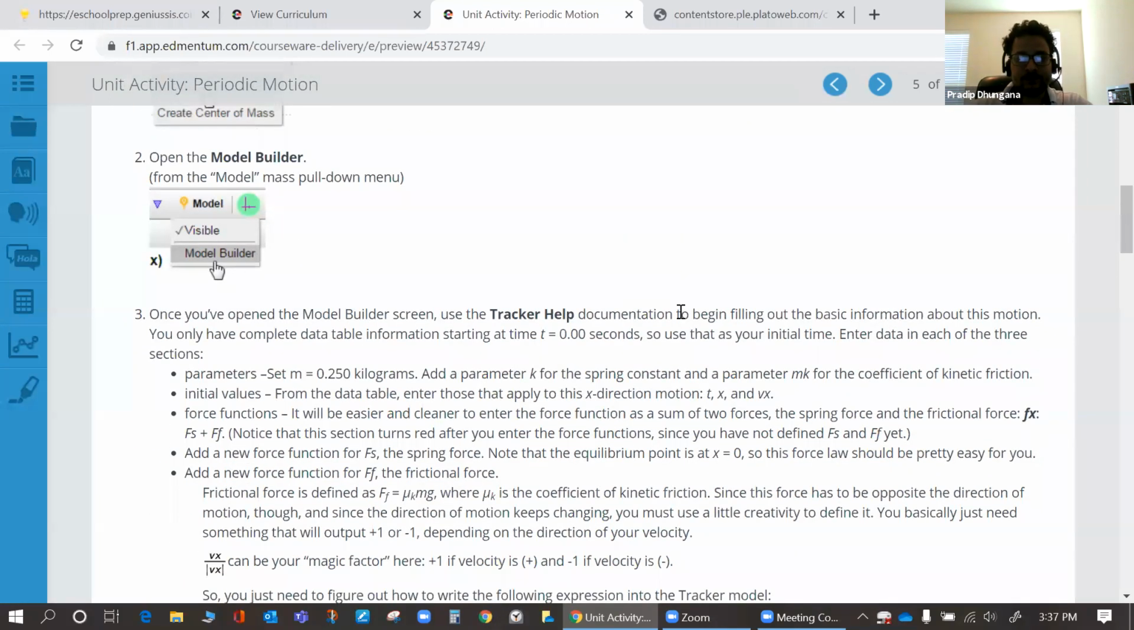After that, you have to fill out the basic information about this motion. For time, you will use time equal to 0.00 seconds, that is the initial value of your time. After that, enter the data in each of three sections: parameters, initial values, and force function. Let's start with parameters. For parameters, you will set your values for mass, spring constant k, and coefficient of kinetic friction mu k.